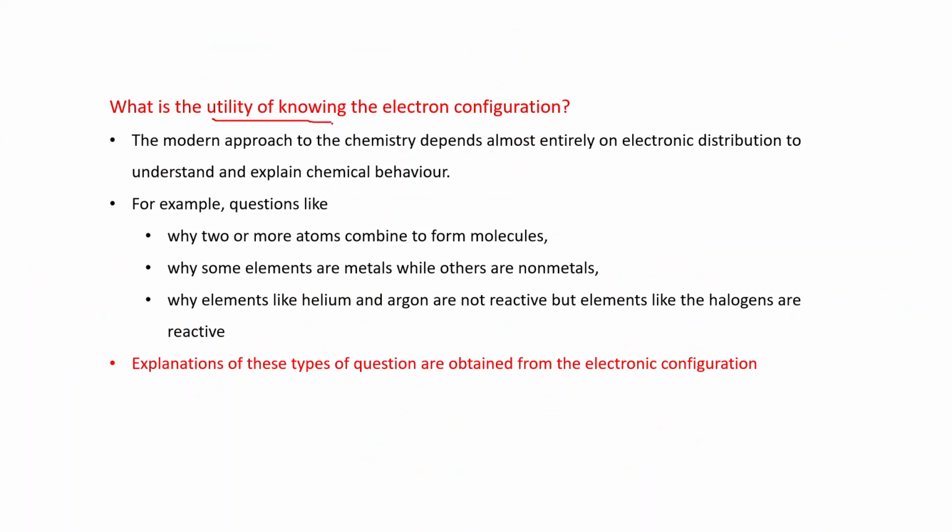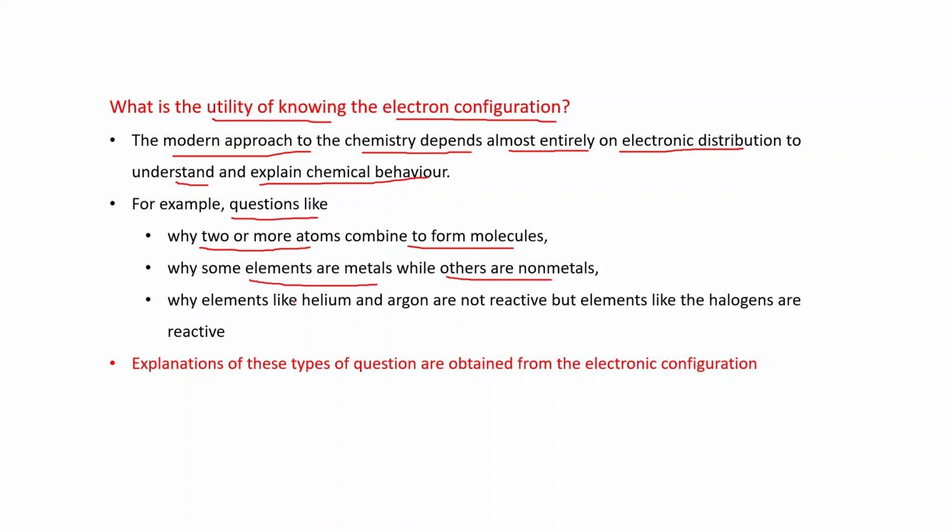What is the utility of knowing the electronic configuration? The modern approach to chemistry depends almost entirely on electronic distribution to understand and explain chemical behavior. For example, questions like why 2 or more atoms combine to form molecules? Why some elements are metals while others are non-metals? Why elements like helium and argon are not reactive, but elements like the halogens are reactive? Explanations of these types of questions are obtained from the electronic configuration.